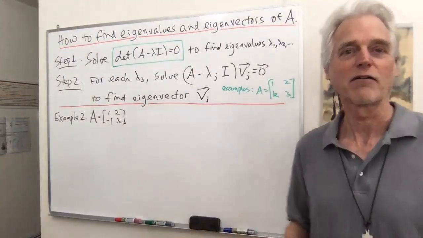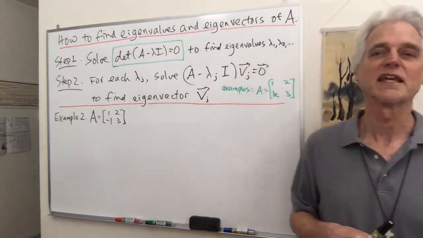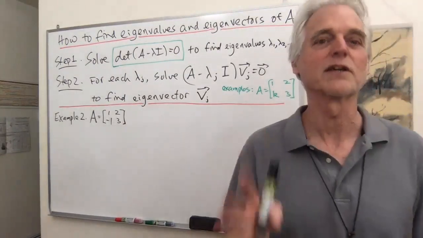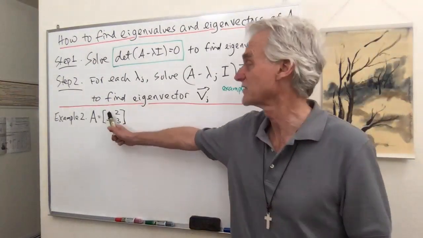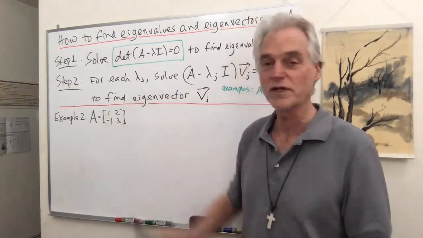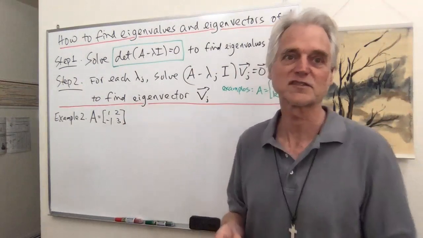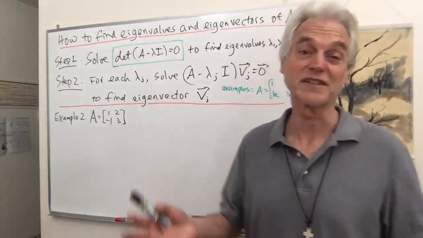Hello. All right, here's our second example of finding eigenvalues and eigenvectors of a matrix. And spoiler alert, even though this matrix has real entries, 1, 2, -1, and 3, the eigenvalues are going to be complex. So that's a thing we have to deal with.